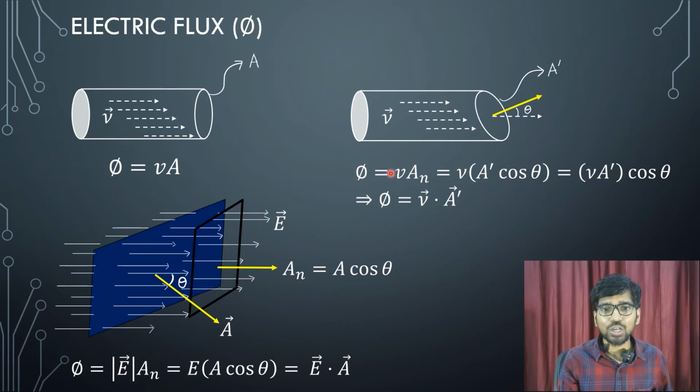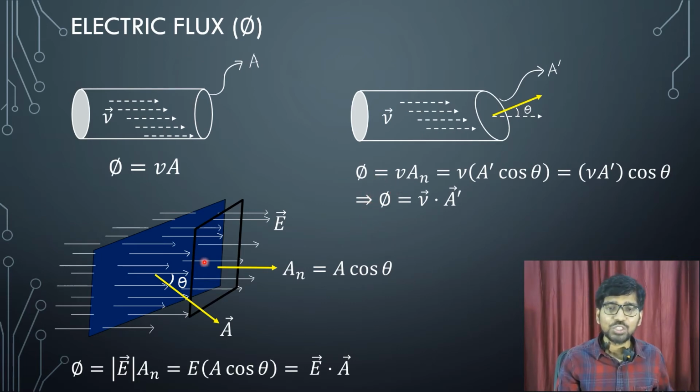Therefore, in this case, how will we calculate the flux? We will calculate the flux by taking the product of velocity and the component of area which is parallel to the velocity. Therefore, finally, flux will come out to be V times A dash cos theta. Therefore, we define flux as the dot product of velocity vector and A dash area vector. As you can imagine, this is a dot product, therefore flux must be a scalar quantity.